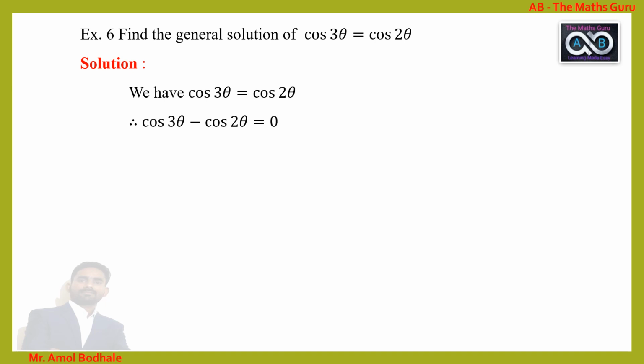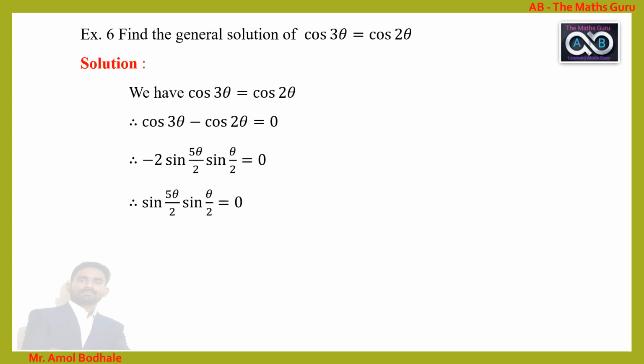So we can use here the formula for cos a minus cos b. The formula for cos a minus cos b is minus 2 times sine of (a plus b) upon 2 times sine of (a minus b) upon 2. So we write minus 2 sine of (3 theta plus 2 theta), that is 5 theta upon 2, and sine of the difference, 3 theta minus 2 theta, that is theta by 2, equal to 0. Now we divide by minus 2. So we get sine of 5 theta upon 2 times sine of theta by 2 equal to 0.